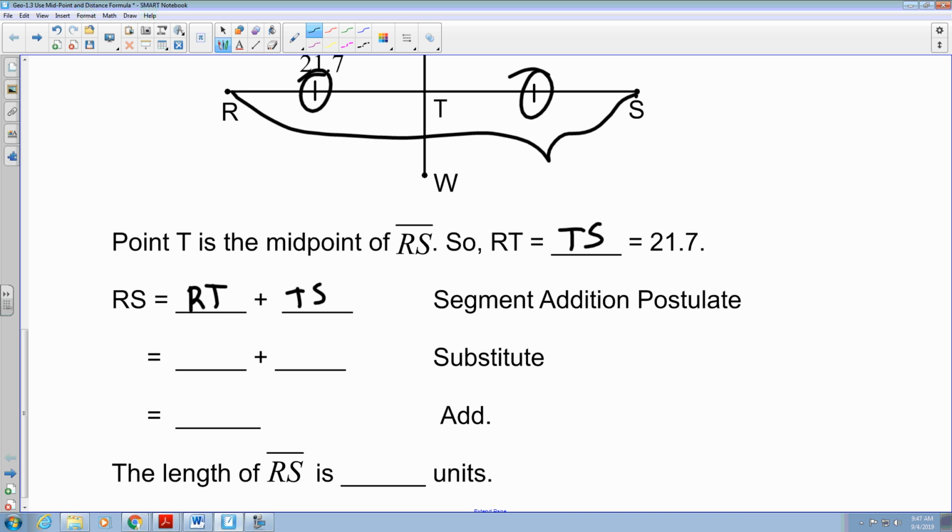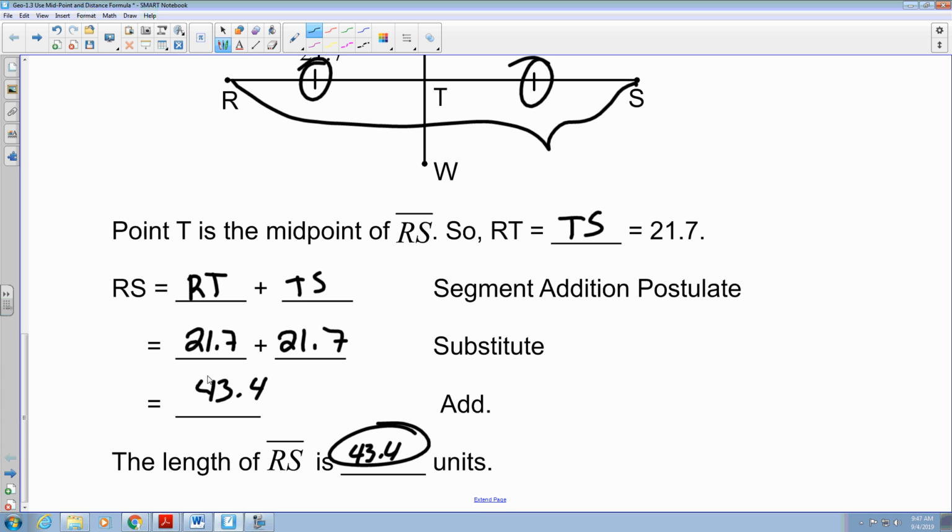So from here, we can say RS is equal to RT plus TS from the segment addition postulate. Well, we have values attached to those line segments. They both just so happen to be 21.7. Once you add those together, we can say that it is 43.4, and we know that RS is 43.4 units in length.